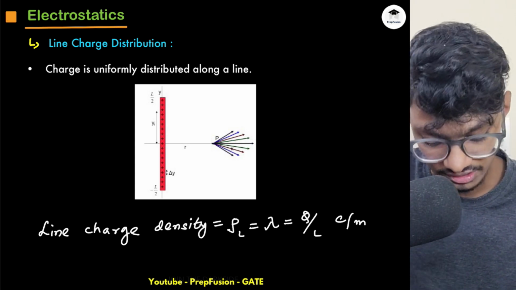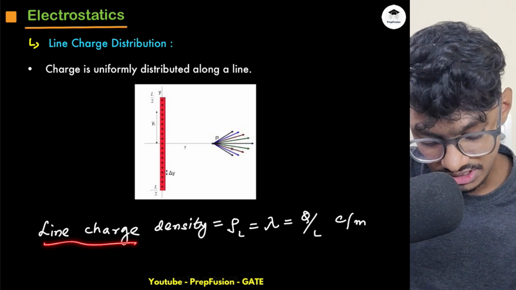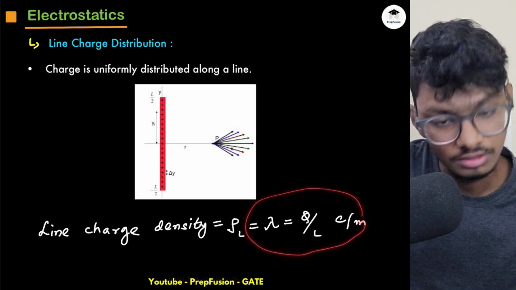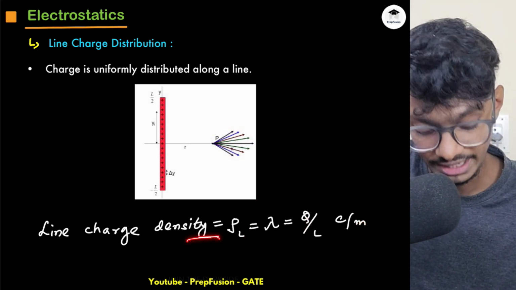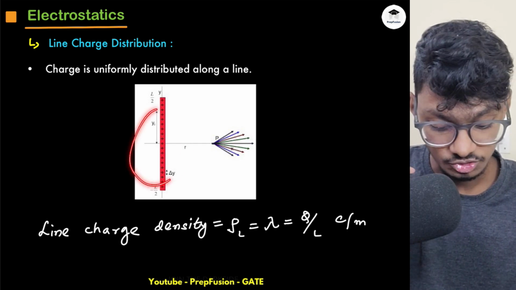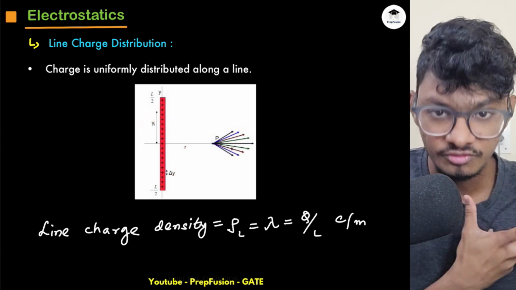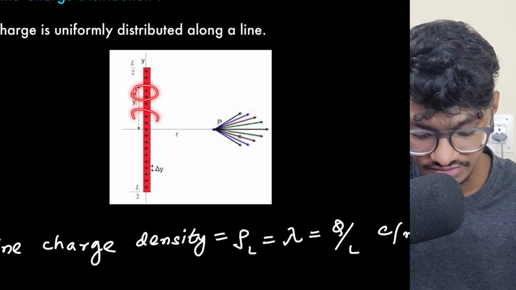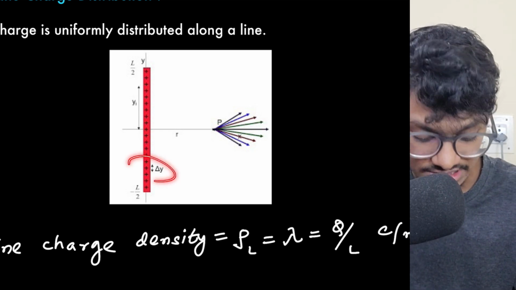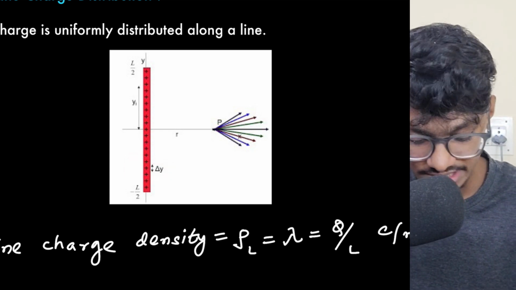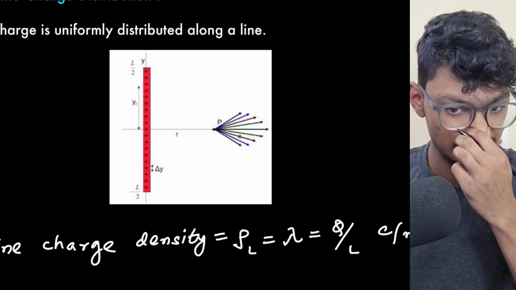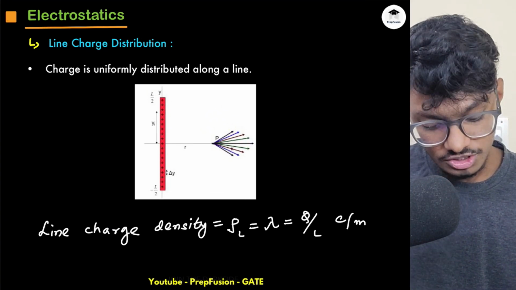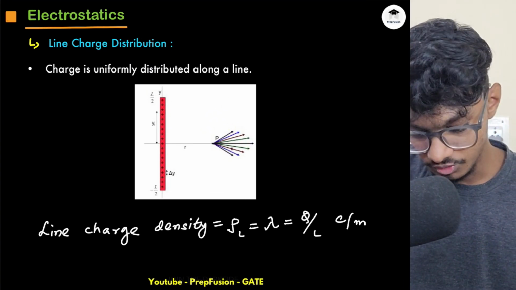One thing you have to understand: the line charge density of a uniformly charged rod will be Q by L. If the line charge density is not constant, then it will not be uniformly charged. What do you mean by uniformly charged? If I am here, I will observe the same amount of charge. If I am here, I will observe the same amount of charge. Everywhere I will observe the same amount of charge if it is uniform.